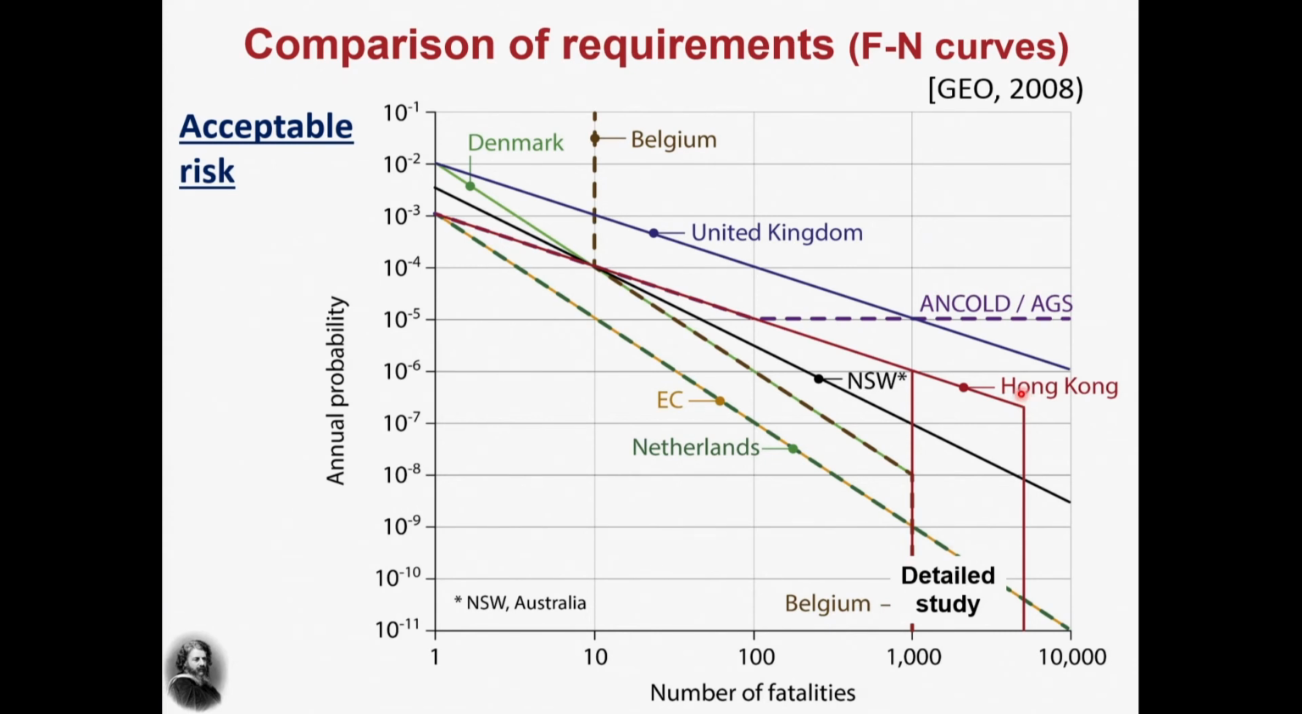And you see there is some scatter, but still there's a value, 10 to the minus 4, 10 fatalities, that might be something that people can agree on. But still, a lot of it is preliminary. And naturally, you have to note that when there's a large number of fatalities, this is unacceptable to most people, so then a detailed study is done.